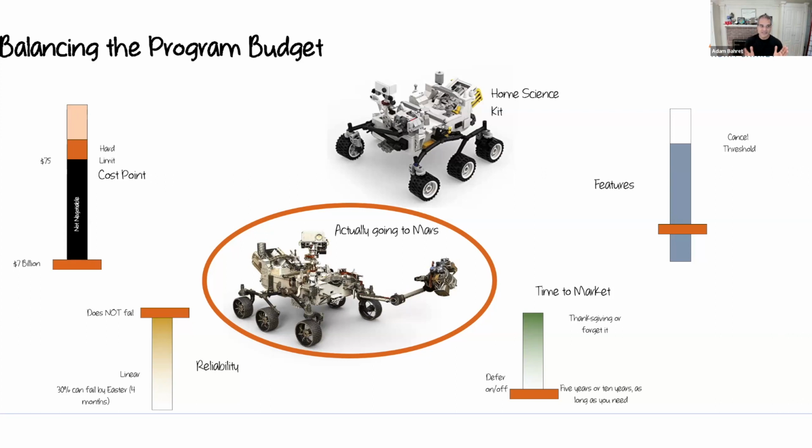Time to market, same thing. If you need more time to make it reliable and do what it needs to do, you get more time. We can extend the program. The launch doesn't have to happen next year. Mars will still be there in 2 years. It can wait. Features can be compromised, meaning that we're not going to look to incorporate amazing new technology.